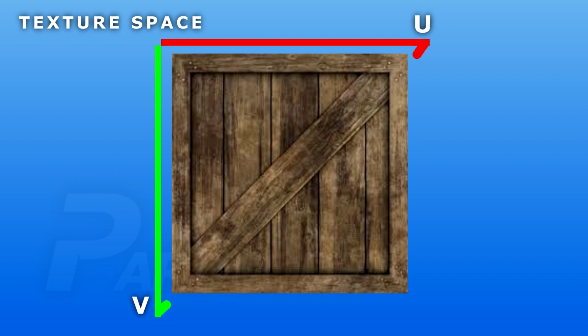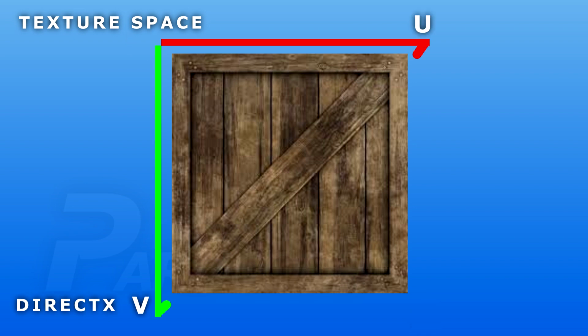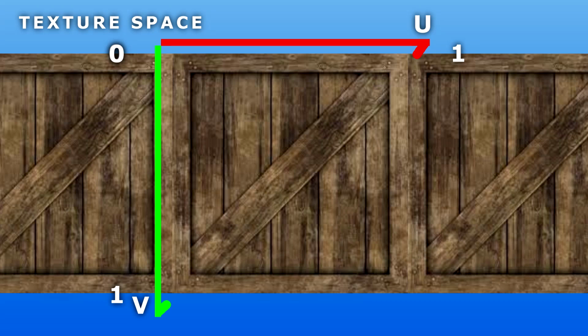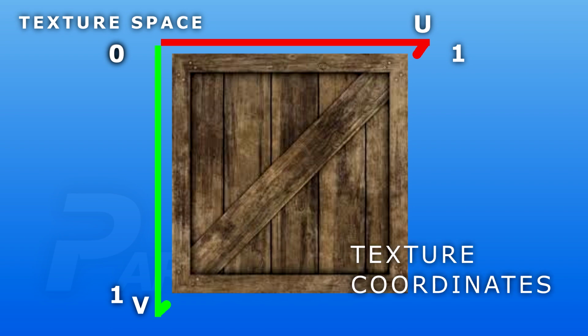The position of the origin is based on the convention used by the graphics API in use. In DirectX it is at the top left, and OpenGL instead is at the bottom left. So we will use the top left one. The range of values of this space goes from 0 to 1. We can even go over this range, and in that case we will have simply a repetition of the same texture. The coordinates in the space, composed by the u and v values, are commonly called texture coordinates.